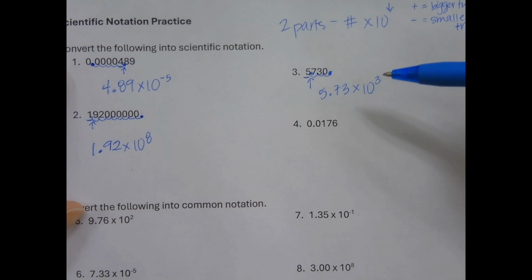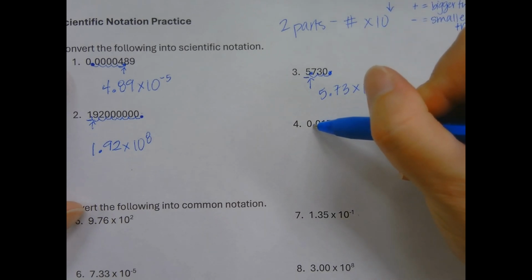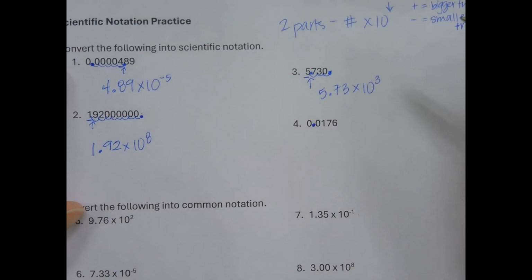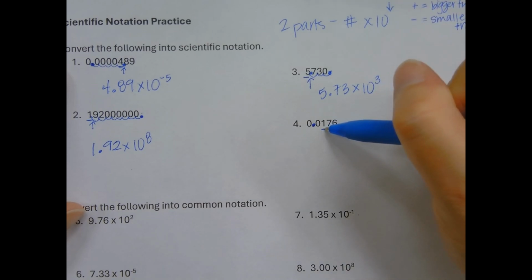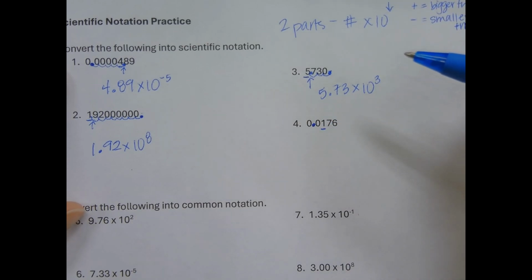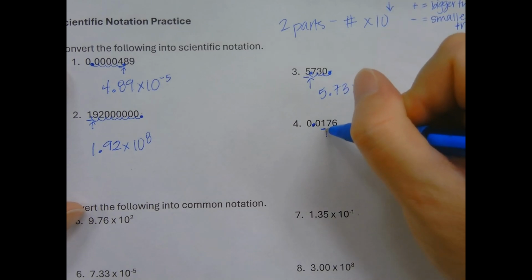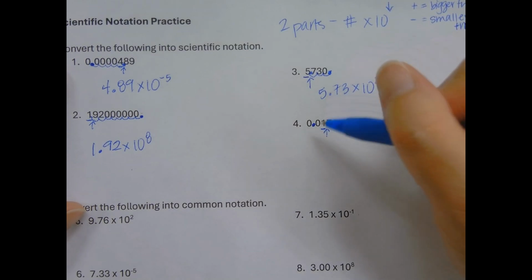Okay, let's look at number 4. I've got my decimal. It's in my number already, and I'm going to move it to the right until there's one non-zero integer in front of the decimal. So that's going to be between the 1 and the 7.